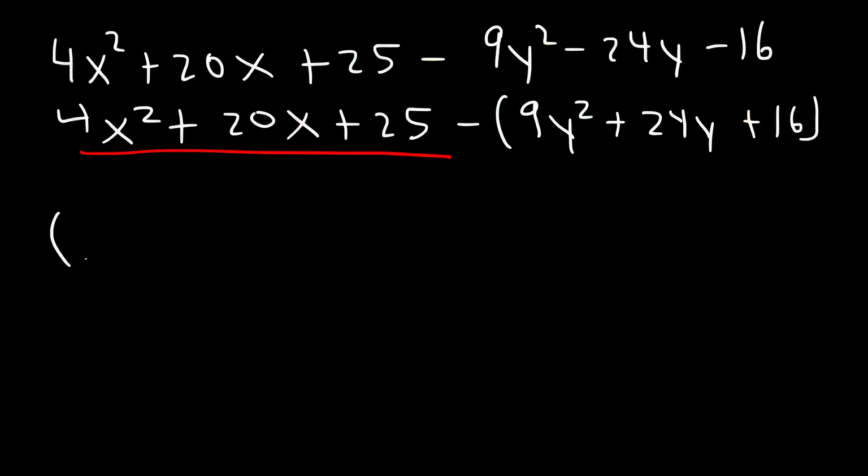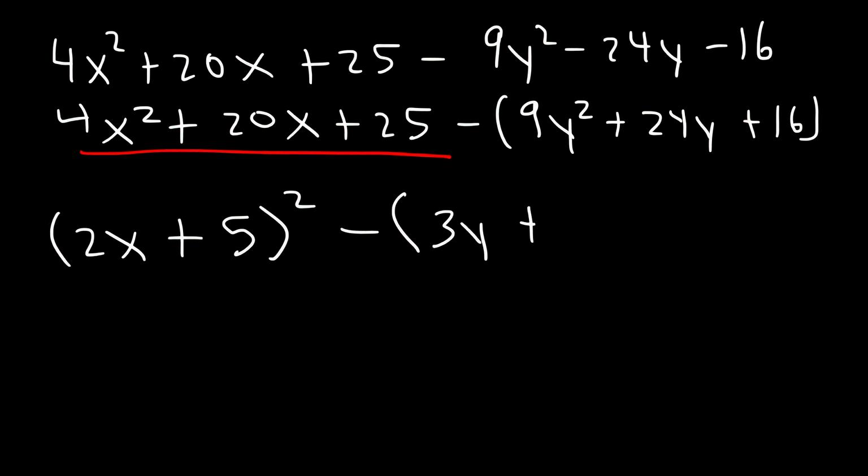So to factor it, the square root of 4x squared is 2x, the square root of 25 is 5, and just add an exponent of 2. Now the next one is a perfect square trinomial. The square root of 9 is 3, the square root of 16 is 4, 3 times 4 is 12, 12 times 2 is 24. The square root of 9y squared is 3y, the square root of 16 is 4, and so this is what we're going to have.